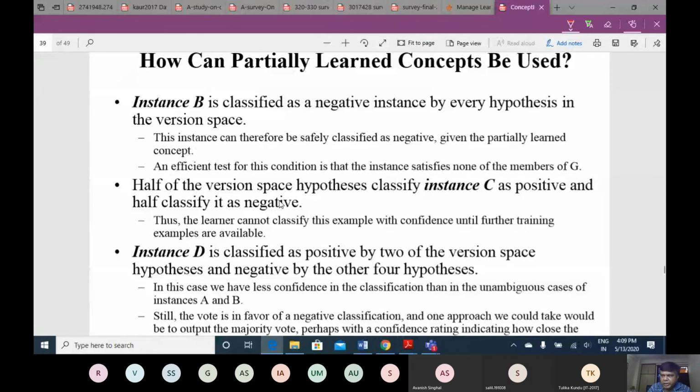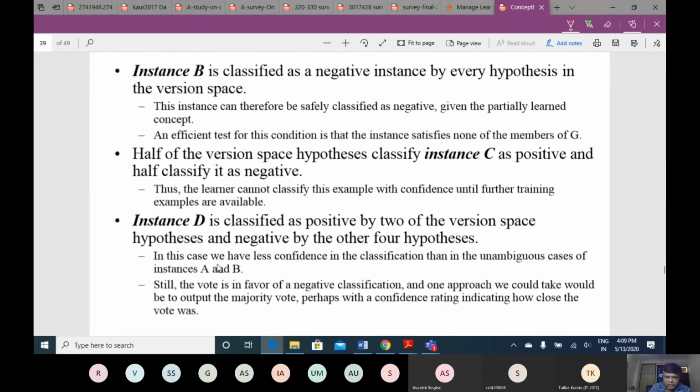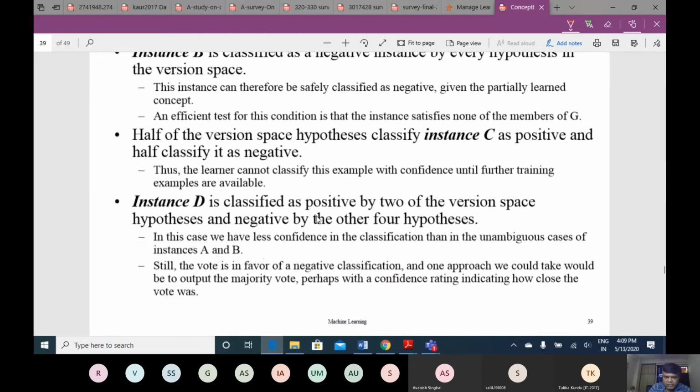based on the training set. Your training data is not sufficient to tell whether instance C can be categorized or classified as enjoyable sport or not. Similarly, for instance D, it is classified positive by 2 of the version space and negative by the other 4. Okay, so if you go and check, you will find why it is so. So for D, only 2 are positive and 4 are negative.